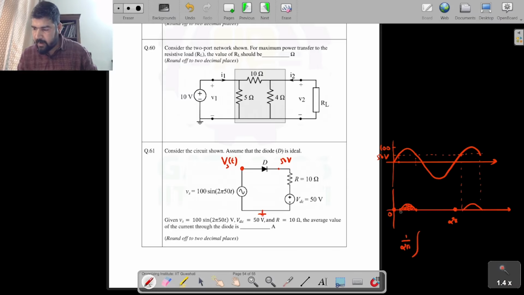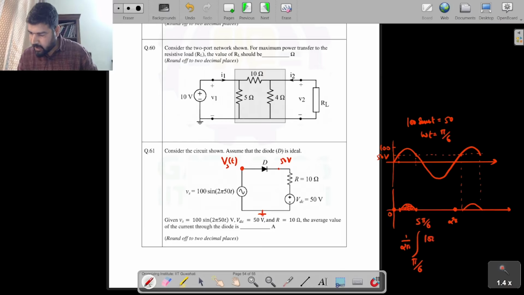How to find the area? We need to find this point and this point. So how to find it? This is 100 sine of omega t, and equal to 50 you can write. So omega t comes out to be pi by 6. Okay, so from pi by 6 to pi minus pi by 6, this point is pi minus pi by 6, 5 pi by 6. And what is the expression for this current?